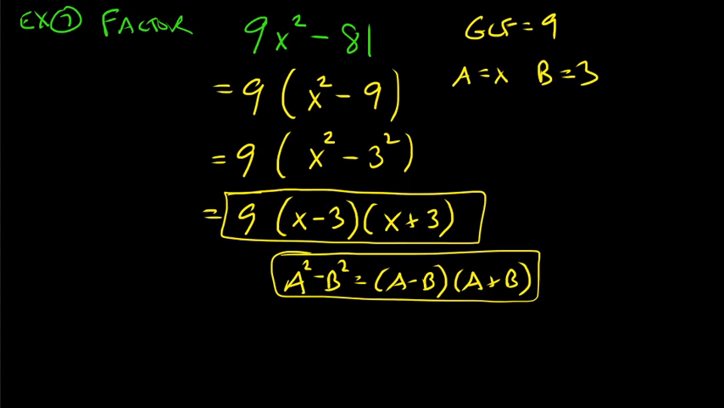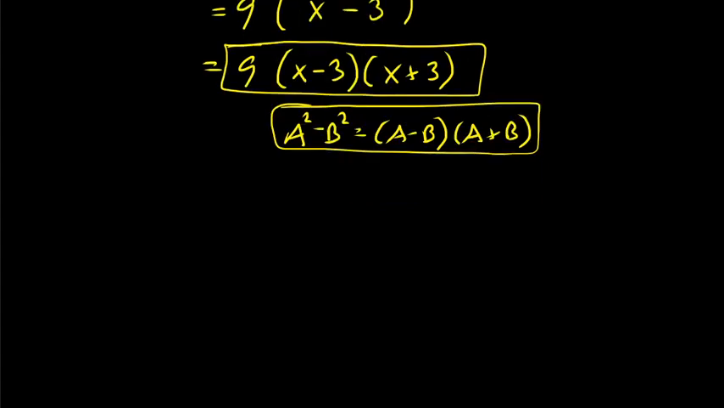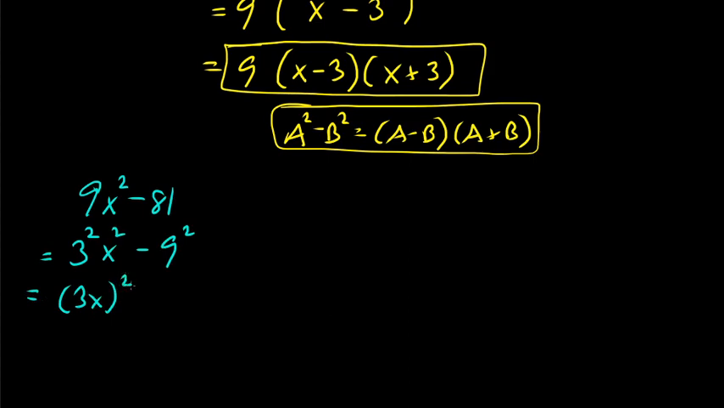Okay. Yeah, so if you didn't factor out the GCF, you might have done it this way. You might have said, look, the 9 is a perfect square, right? It's 3 squared. And the 81 is 9 squared. So my a is 3x, right? And my b is 9, right? And so you can factor a squared minus b squared.